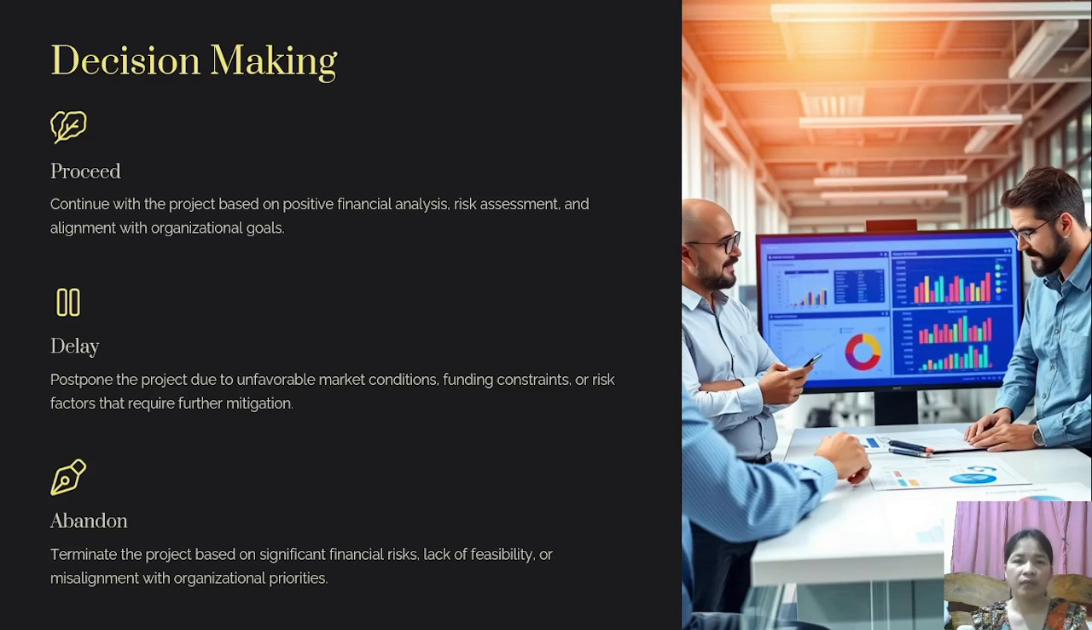Delay means you are to postpone the project due to unfavorable market conditions, funding constraints, or risk factors that require further mitigation. The third one is abandon.